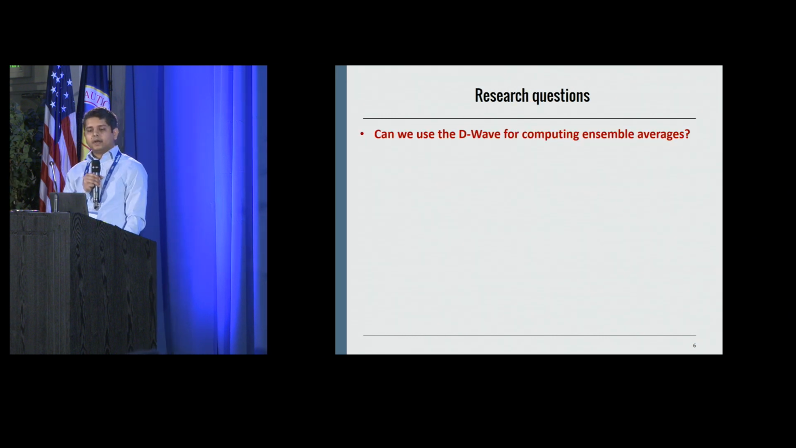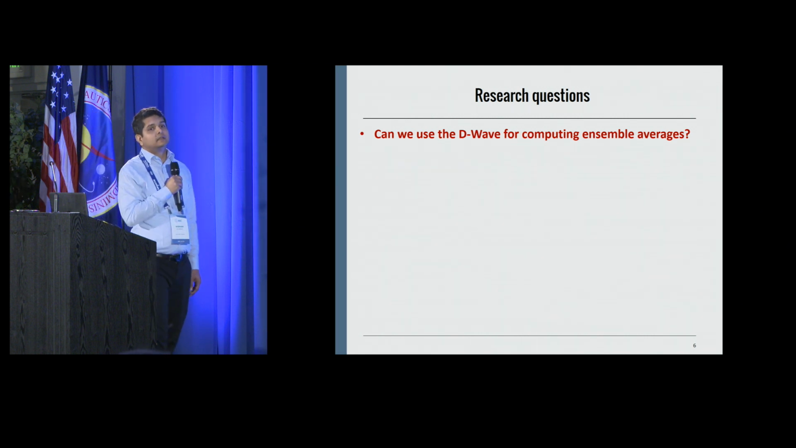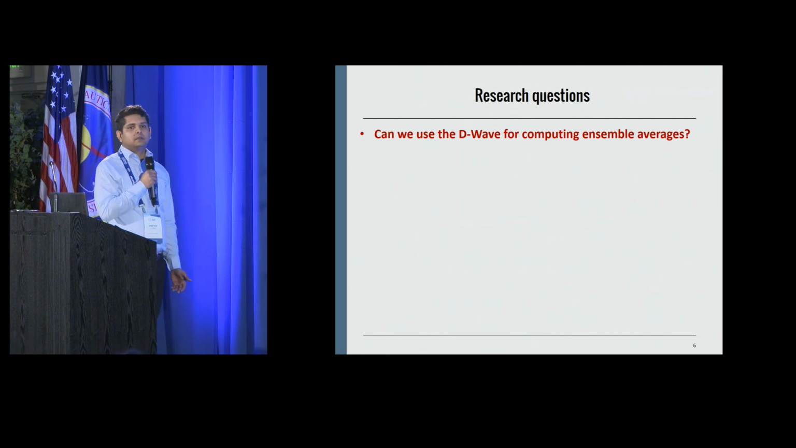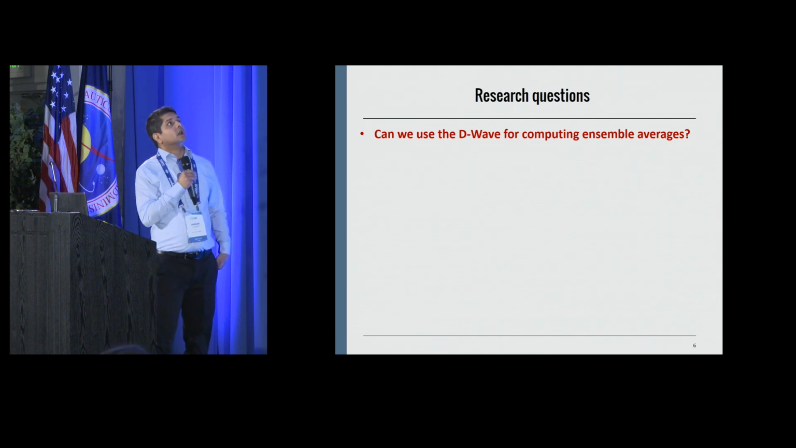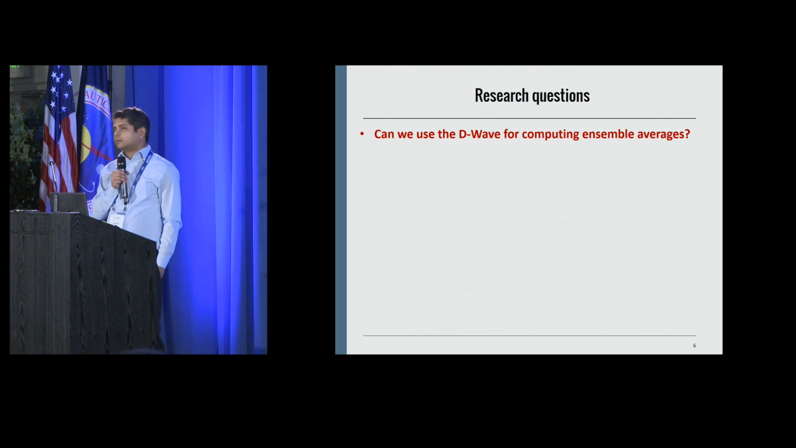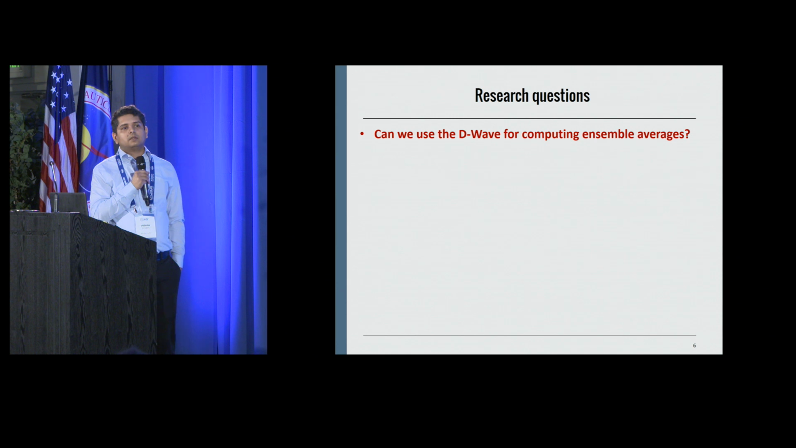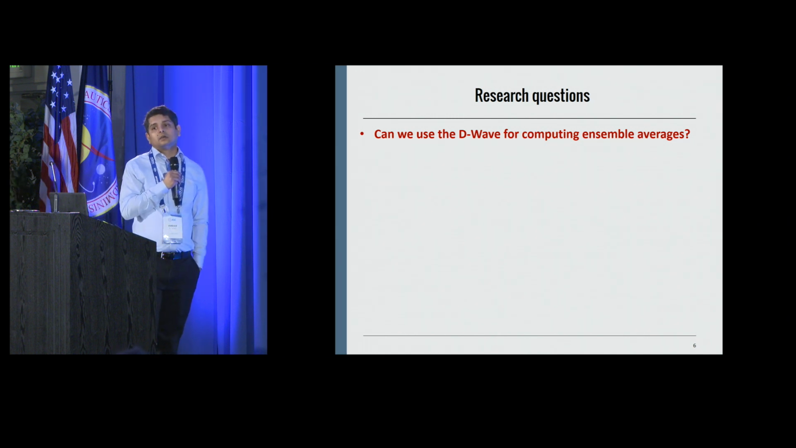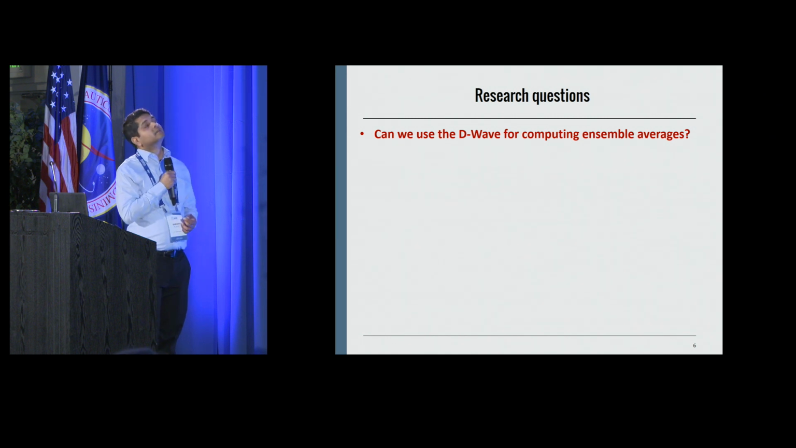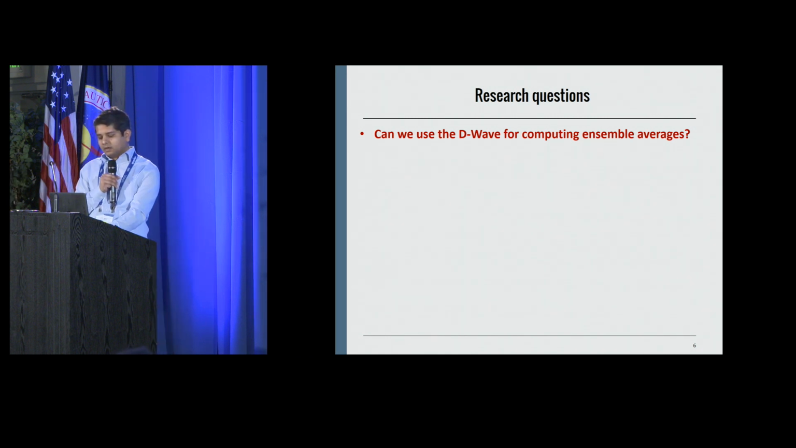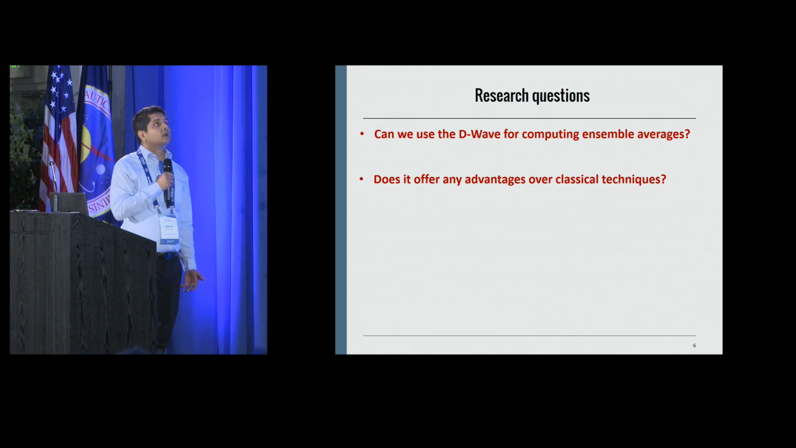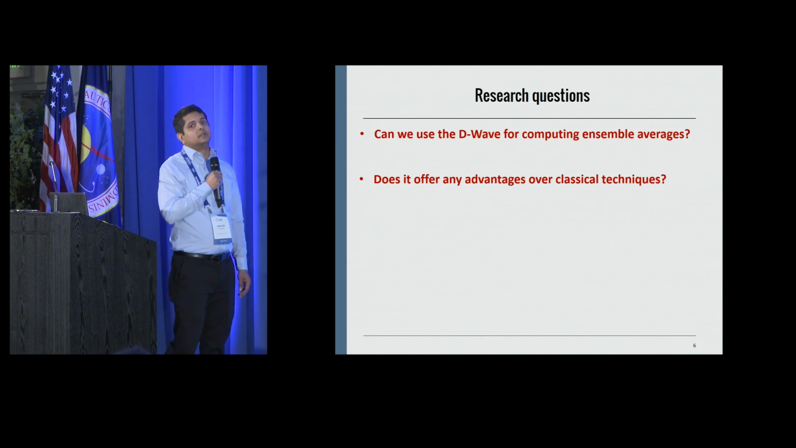So, bringing up my research questions straight away, and this is something maybe we all are trying to find. What we thought was, can we use D-Wave as a sampler to get these Boltzmann averages? Now, we wanted to take a pragmatic approach here. We wanted to see if we can just minimally fine-tune the D-Wave machine and get those ensemble averages accurately. And the second question, which again we are all interested in, is to find places where D-Wave can have some advantages over the classical techniques.